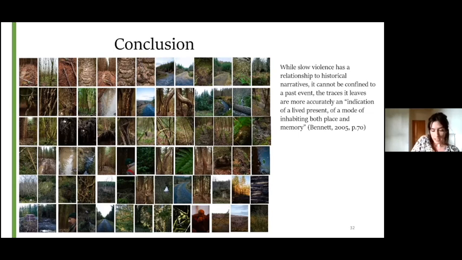So in the context of my research, that might be understood as recognizing the interstice between fieldwork and studio practice, a pause between encounter and response. And while slow violence has a relationship to historical narratives, it cannot be confined to a past event. The traces it leaves are more accurately what Jill Bennett referred to as an indication of a lived present, a mode of inhabiting both place and memory.